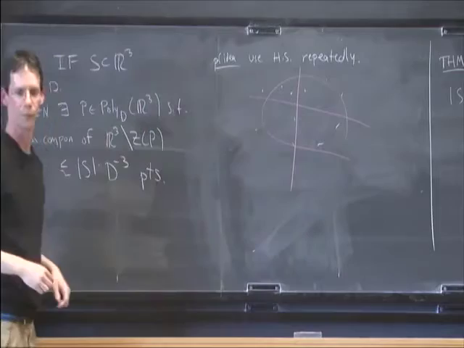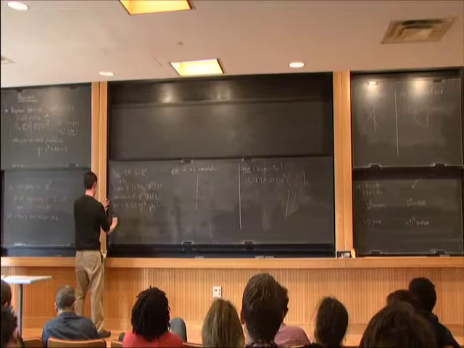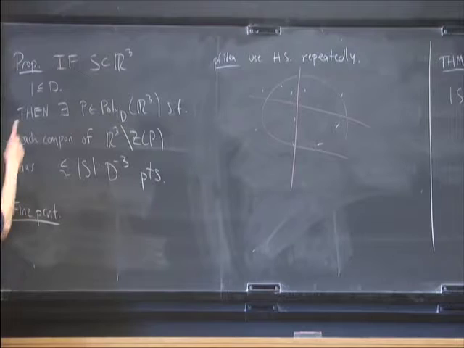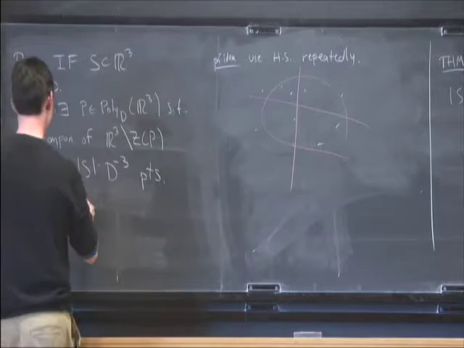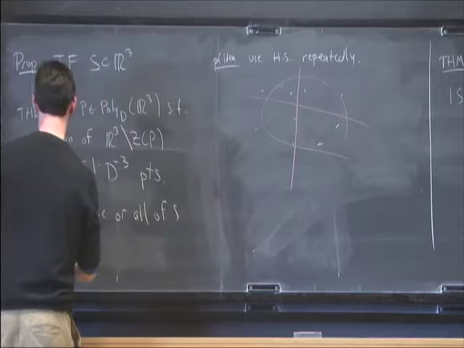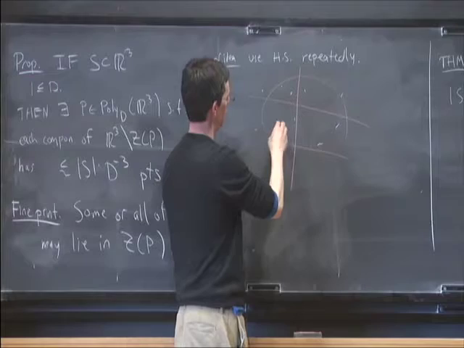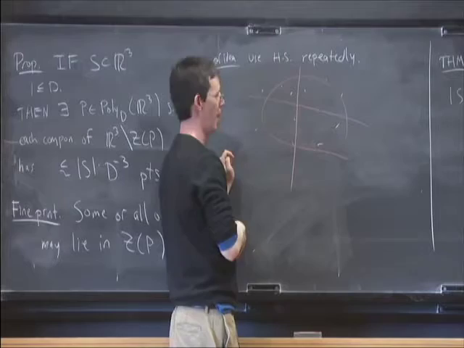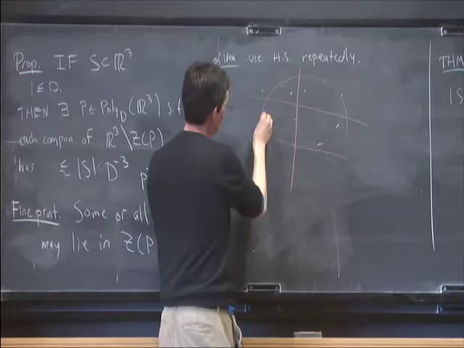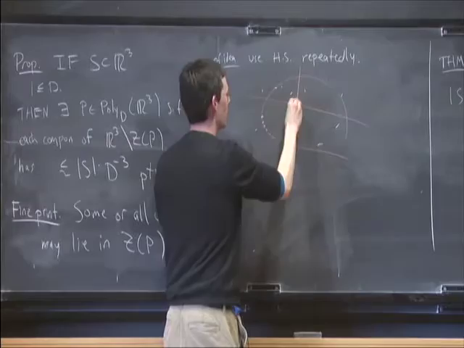OK. I should also mention that there is fine print. So this is true as stated, but it's a sort of used car salesman version of the proposition. And if your friend goes with you to the used car salesman, they would point out the following thing. Some or all of the points of S may lie in Z of P. So we have this surface in space, and each component of the complement has few points in it, just like we would like. But I didn't say anything about how many points are actually in the surface. They could all be in the surface, and they could all even be here. Well, maybe they couldn't all be there. But definitely, they could all be in the surface.